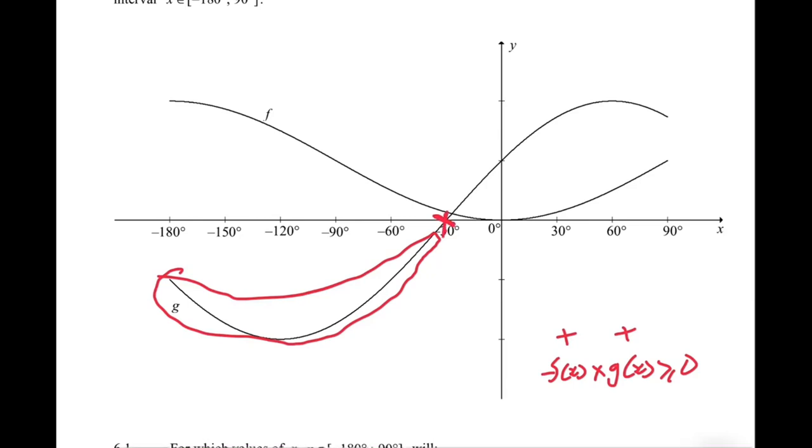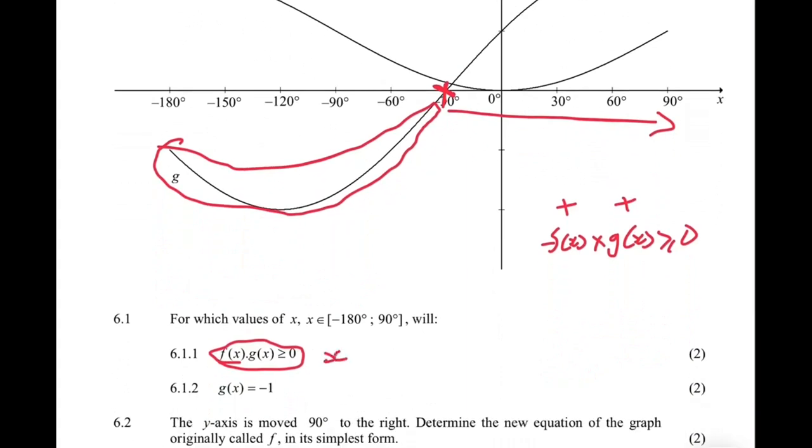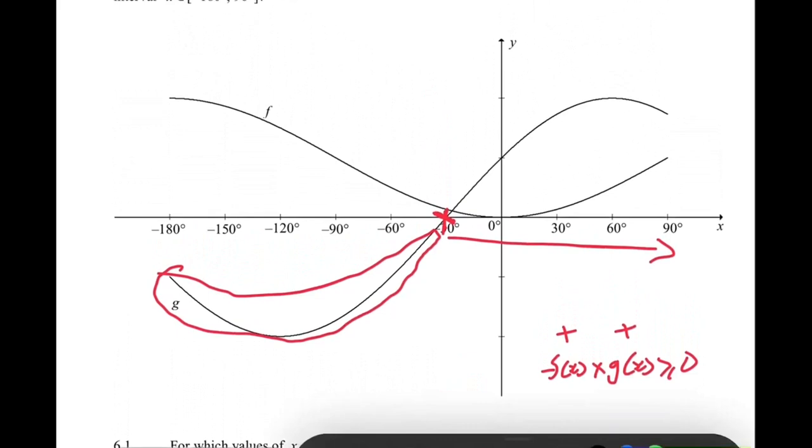And then f of x is positive on the interval we are given, right? So from minus 30 degrees to where the graph ends, the product of f of x and g of x is greater or equals to 0, right? So our answer here will be x is an element of minus 30 to 90 degrees.